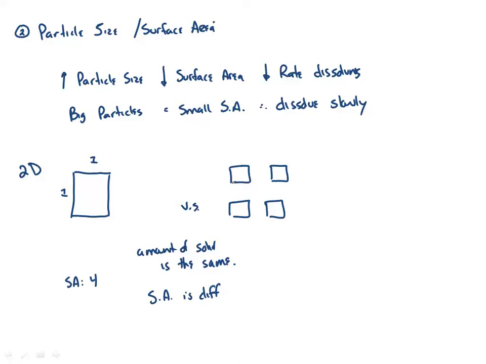But if I count it here, each of these is a half, right? And so now I've increased my surface area because each of these cubes has a surface area of 2. So 2, 4, 6, 8. Here my surface area is 8. And so if my surface area doubles, then I have twice as many places that water can interact, so things will dissolve twice as fast.